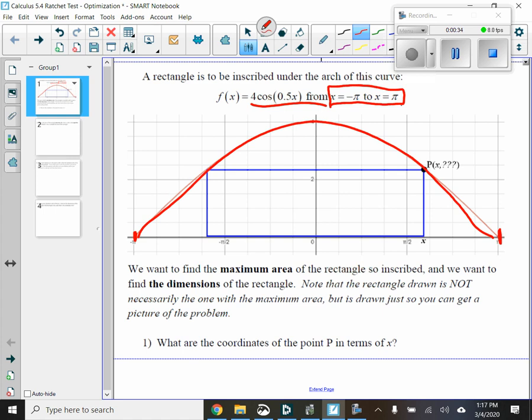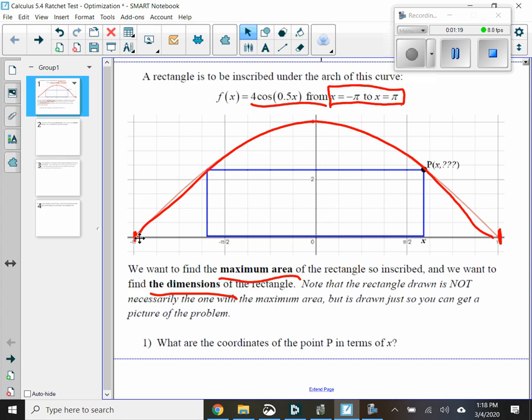And I'm inscribing a rectangle inside of that curve. The rectangle that I drew is not necessarily the one that we're looking for, but I just want you to be able to visualize how to set up the picture. That's all right? So we want to find the maximum area of the rectangle, and we want to find the dimensions of the rectangle. I think from reading the problem, if we find the area, we can find the dimensions. Does that make some sense?